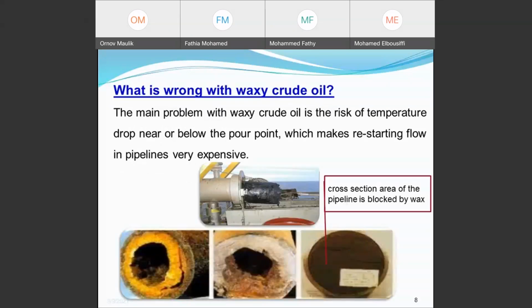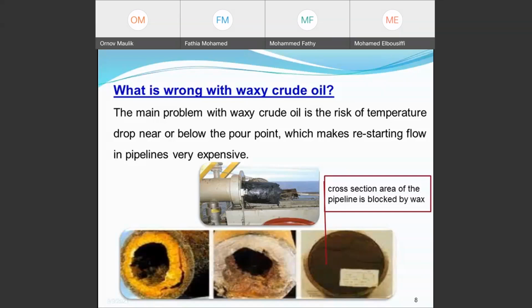Here, another question: what is wrong with waxy crude oil? Why do such crudes make problems in pipelines and so on? The main problem with waxy crude oil is the risk of temperature dropping near or below the pour point, which makes restarting flow in pipelines very expensive.